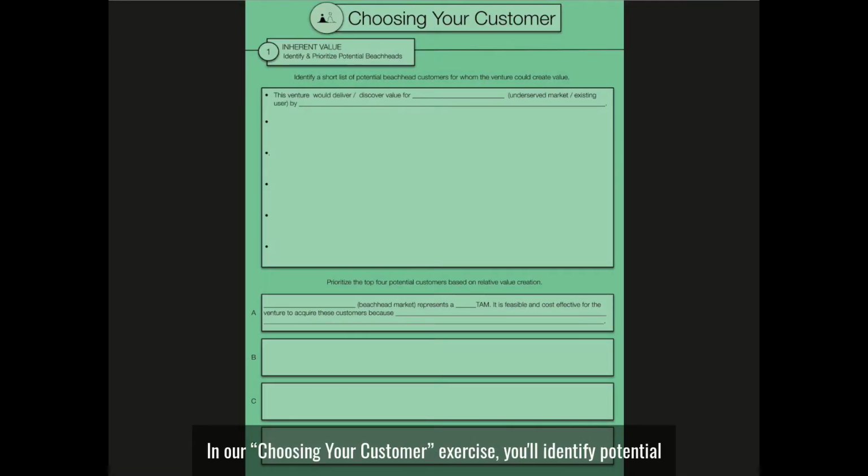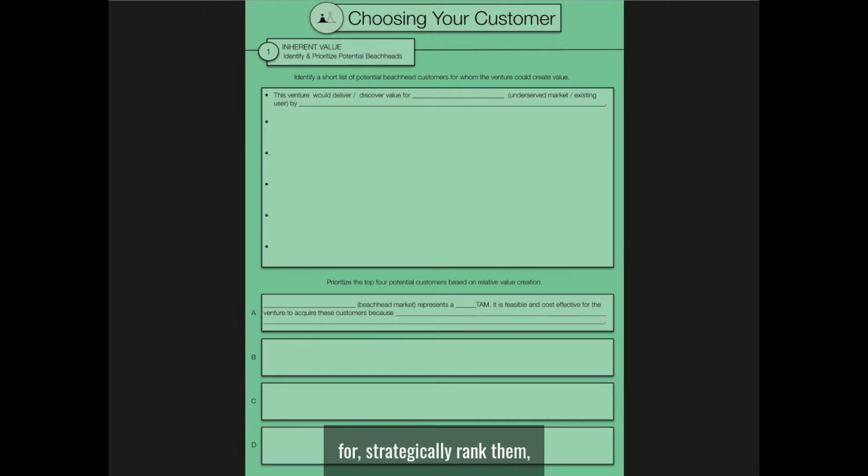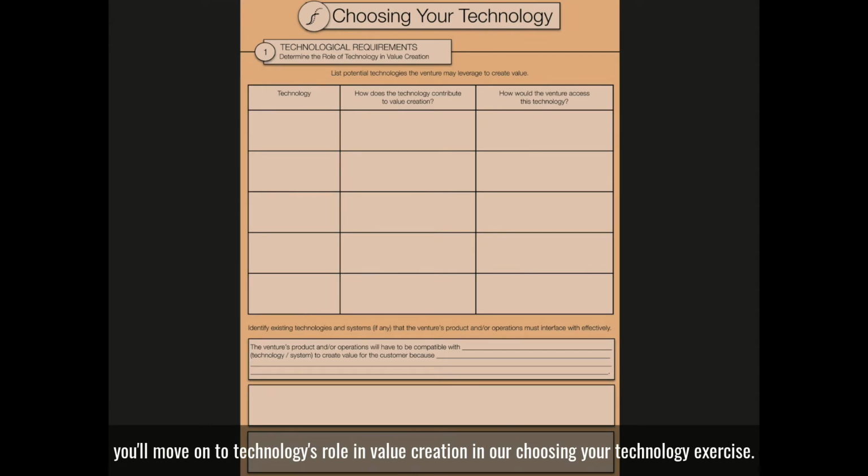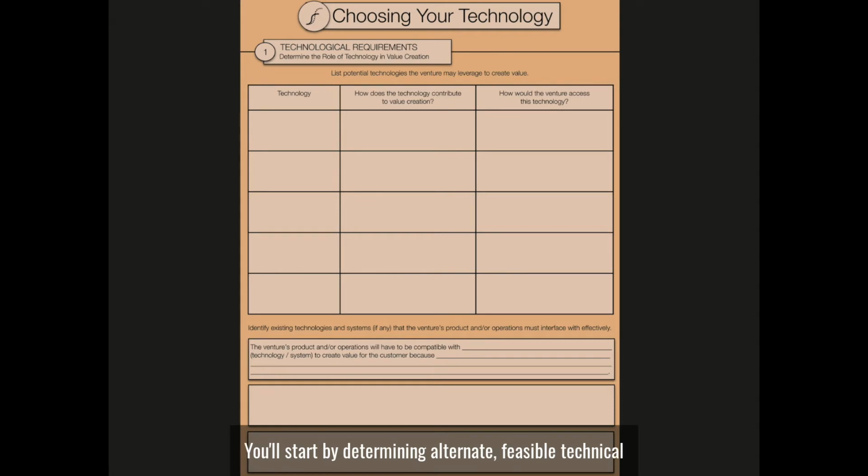In our Choosing Your Customer exercise, you'll identify potential beachhead customers that the venture could create value for, strategically rank them, and then determine actionables for learning more about each alternative. And after exploring customer choice, you'll move on to technology's role in value creation. In our Choosing Your Technology exercise, you'll start by determining alternate feasible technical approaches that will contribute to value creation. Then, you'll rank these approaches based on various criteria that the technology must reach and assess the implications of developing these technologies over the course of different time frames.